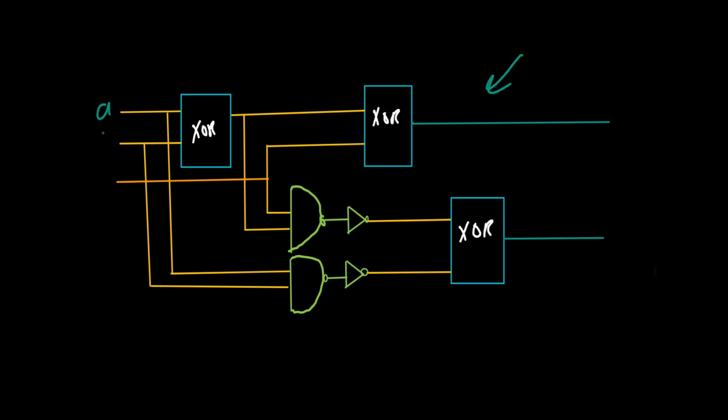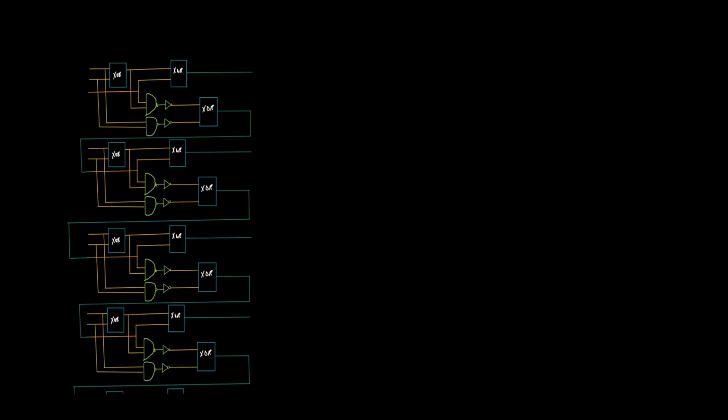This would be A, this would be B, and this would be the carry in, which we just make equal to 0. And I'm telling you that if we put multiple of these blocks alongside each other, 8 of them, then we could add an 8-bit value with another. Now let's do an example to see if this circuit works.